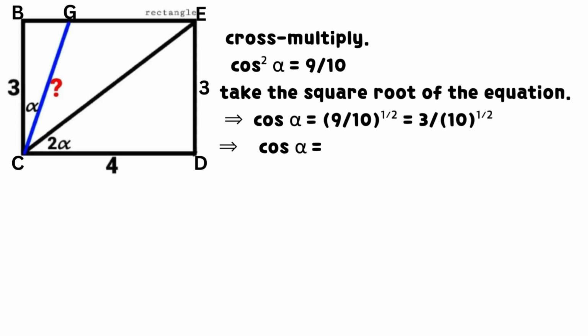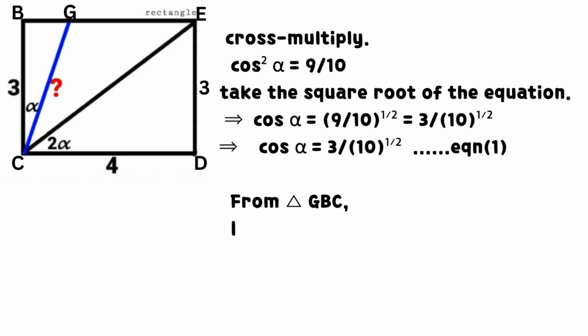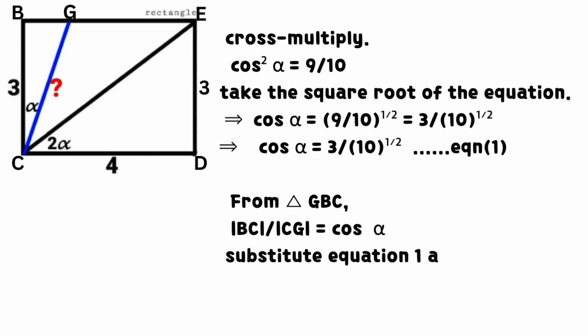Take the square root of the equation. It implies that cosine alpha equals 3 divided by the square root of 10. After simplification, we call it equation 2. From triangle GBC, line BC divided by line CG equals cosine alpha. Then, substitute the values of equation 2 and line BC into it.